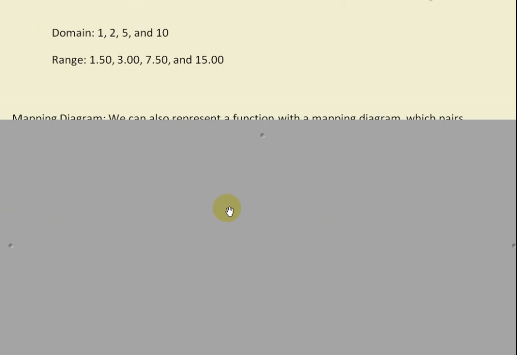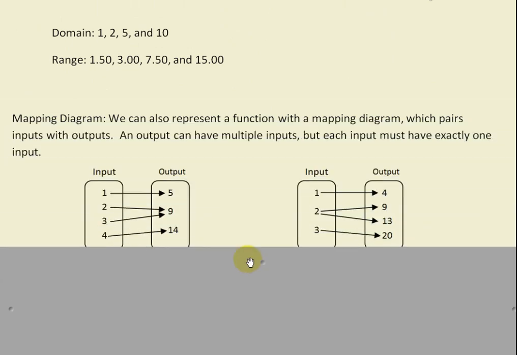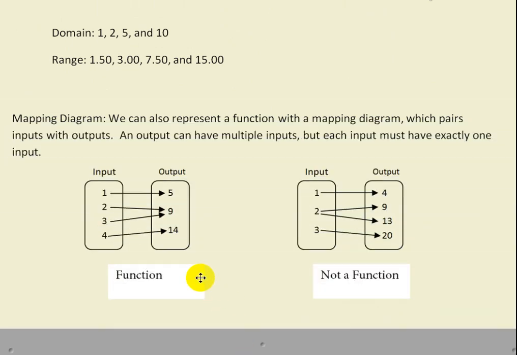We can represent this with a mapping diagram. So here if we look at input and output, here we have an input of 1 gives us an output of 5. Input of 2 gives us an output of 9. So does an input of 3. That's okay. You can have one output matched up with two different inputs. That's alright. This is still a function.